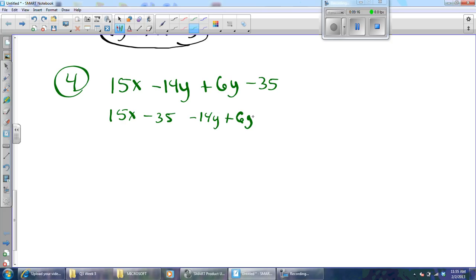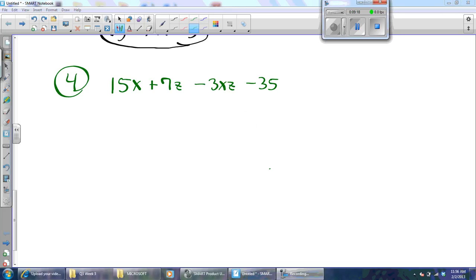And I think there's something wrong in this problem. Hold on. Okay, I decided to change that problem. Hopefully you won't hold it against me. I must have made a mistake when I made my original. Good thing I caught it before I got too far into it. So let's start again with this one.